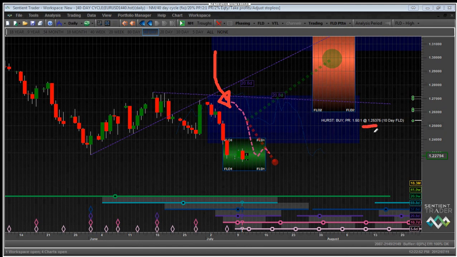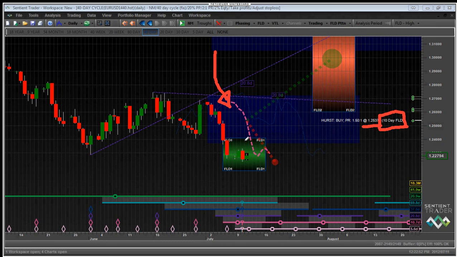Okay, so Sentient Trader has popped up that FLD. Now, you'll notice that in the trading opportunity here, we are given the actual price of that trading opportunity at the moment for the current bar. And then in brackets, Sentient Trader says 10-day FLD. What does that mean? That means that that trading opportunity is based on price crossing the 10-day FLD. And there is that 10-day FLD displayed for you.